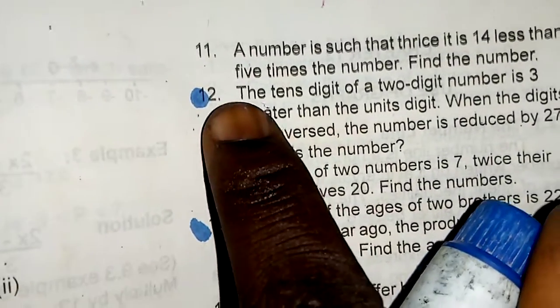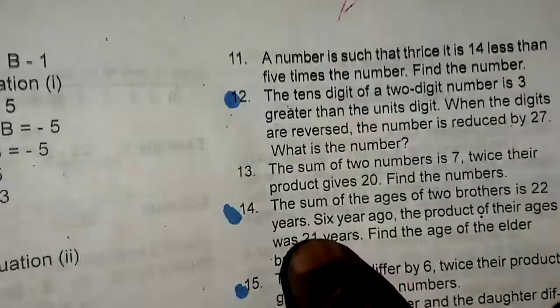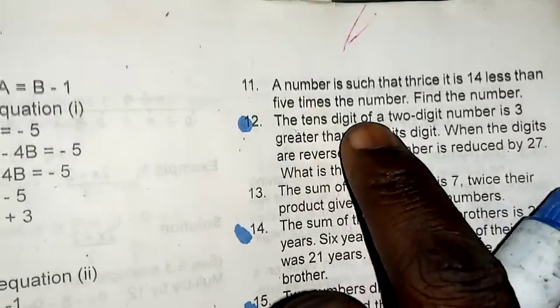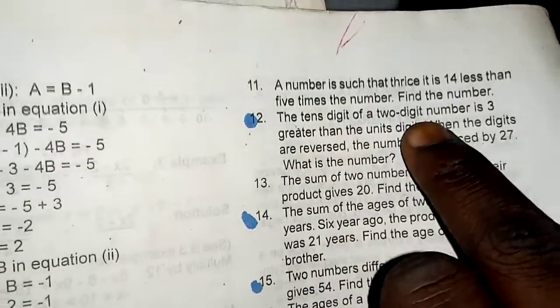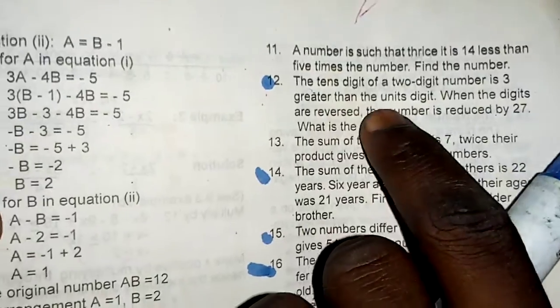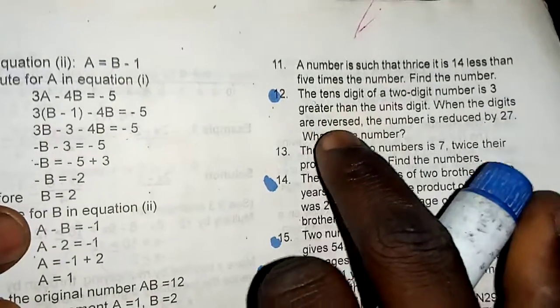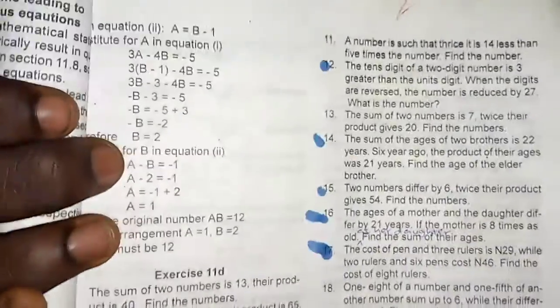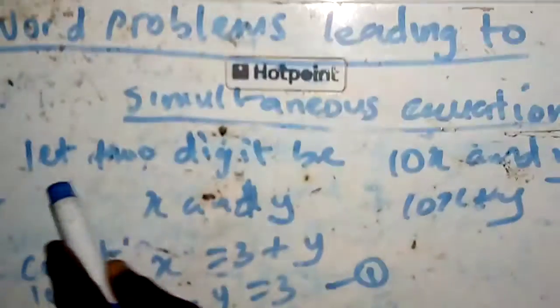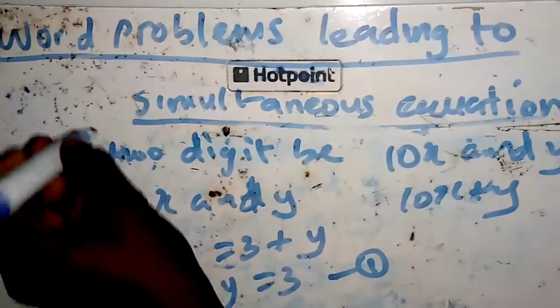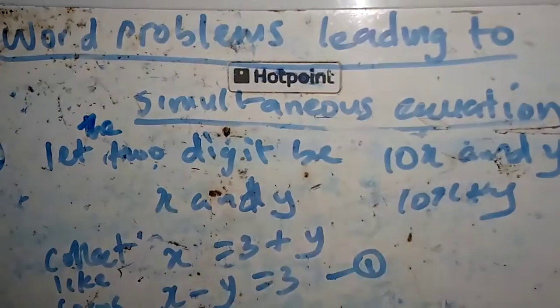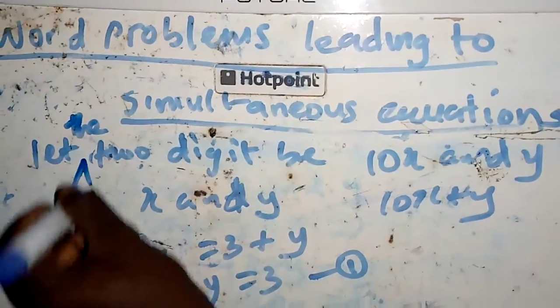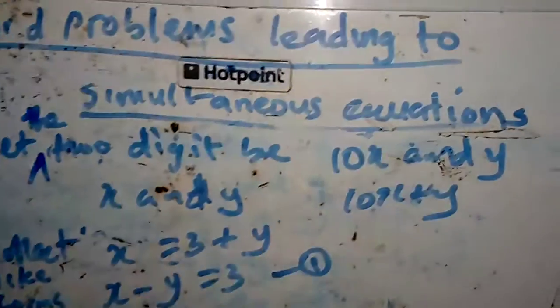Looking at this question 12, this difficult question: the tens digit of a 2-digit number is 3 greater than the unit digit. When the digits are reversed, the number is reduced by 27. What is the number? So in this situation, let us first assume the two digits be x and y.